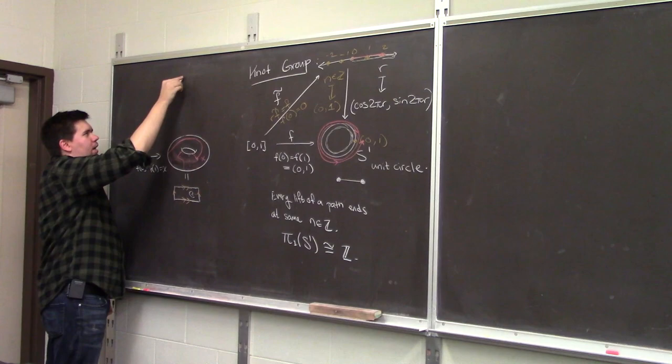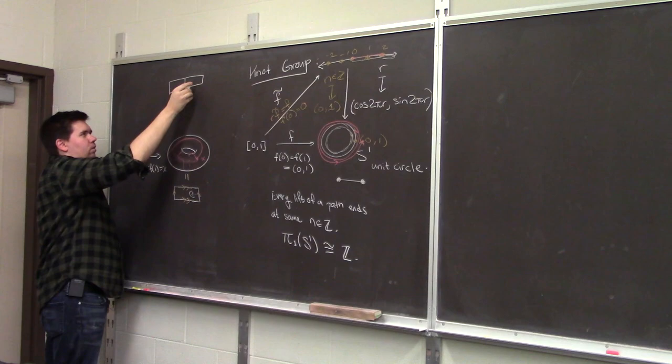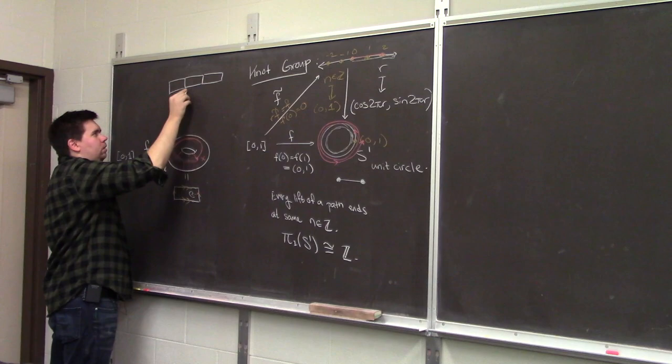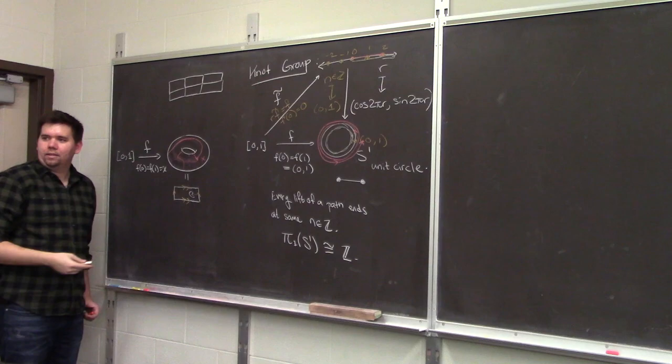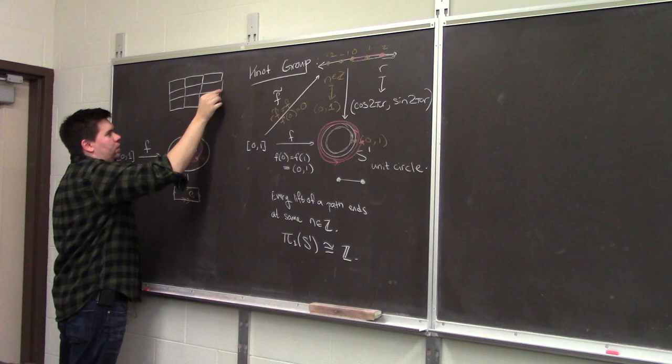So you have one, but then since this right side is identified with the left, I'm going to glue it to another one. So the left of this one is glued to the right of that one. Kind of glue them together in this way. And if you keep doing this, what do you get? Yeah, you get a plane. You get R2 up here.